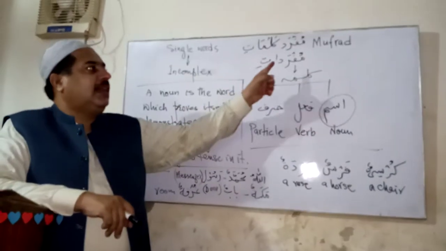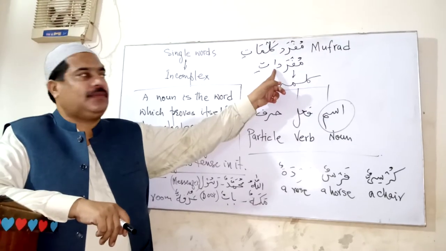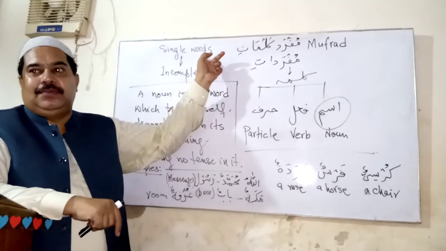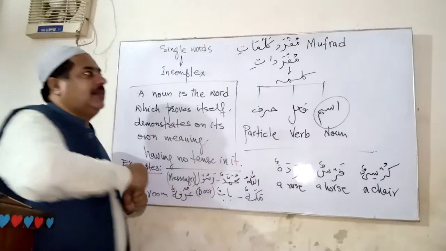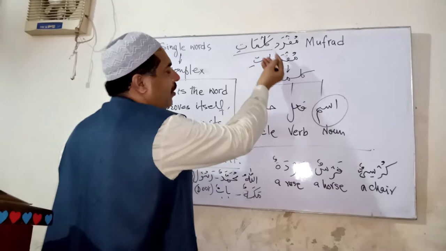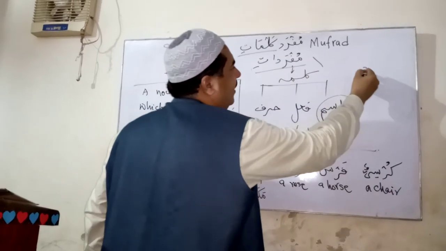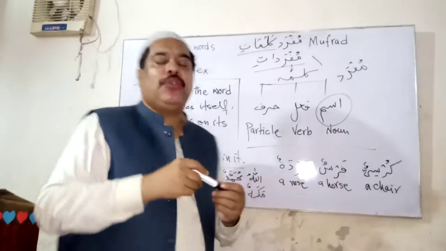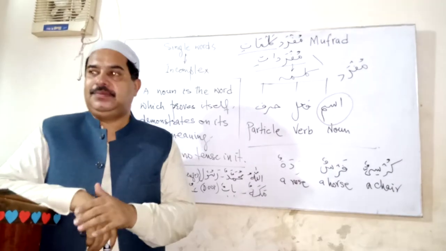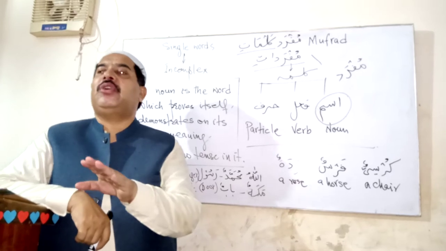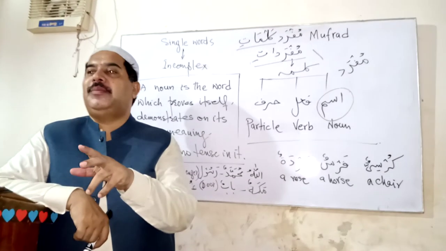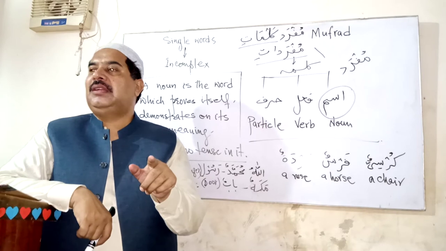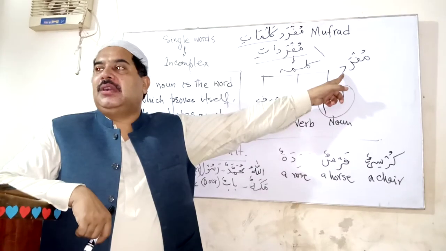Mufrad kalmat are mufradat. Mufrad is a single word. Mufrad is the singular of mufradat, which is plural. Mufrad is not singular, but a single word. It can be singular, plural, or dual: musanna or tasniya, wahid, tasniya, jama. It can be mufrad kalma.